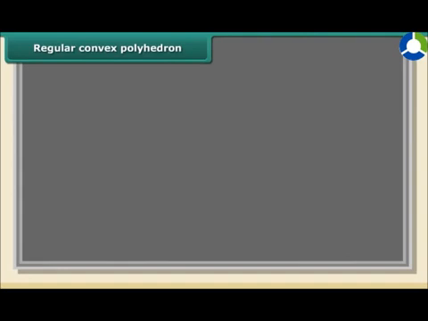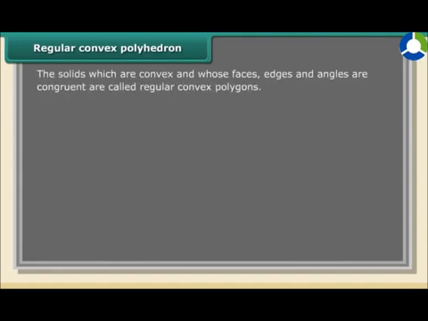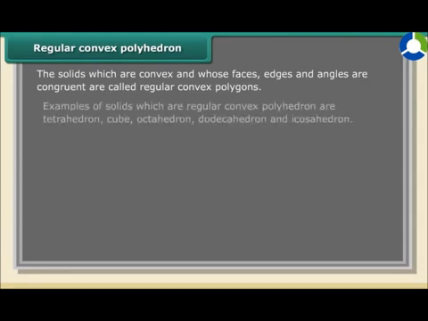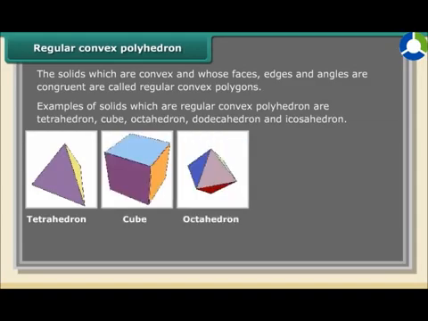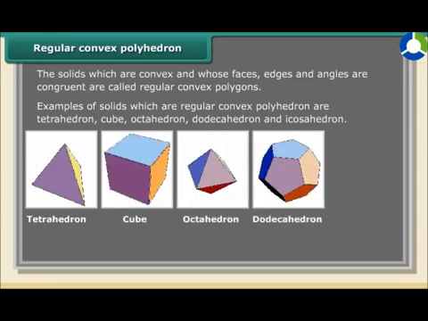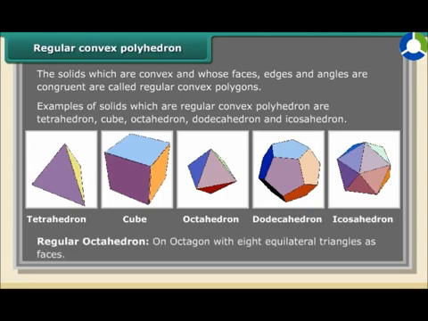Regular convex polyhedron. The solids which are convex and whose faces, edges and angles are congruent are called regular convex polyhedra. Examples of regular convex polyhedra are tetrahedron, cube, octahedron, dodecahedron, and icosahedron. Regular octahedron: a solid with 8 equilateral triangles as faces.